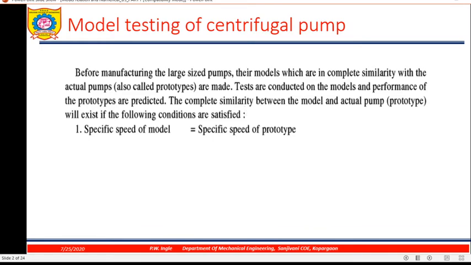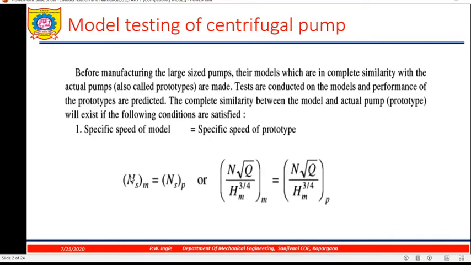The complete similarity between the model and the actual pump, the prototype, will exist if the following conditions are satisfied. Number one is specific speed of model equal to specific speed of prototype, that is Ns of m equal to Ns of p. We have already found the equation for specific speed: N under root Q upon H_m raised to the power 3 by 4. So model equal to prototype, M for model, P for prototype.